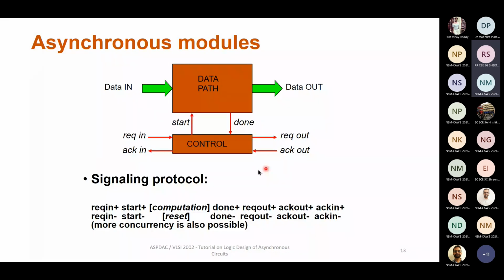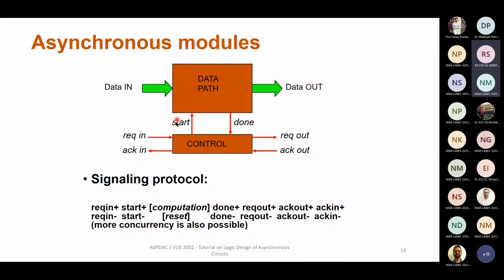That means the registers are now replaced by control circuits called handshake controllers. The way it works is, whenever the previous stage has completed its job, it would generate a request in on its control path, and that would give a start signal to the data path. The data path would then take this data and compute and generate the data out as well as the done signal, and then the request would go out.